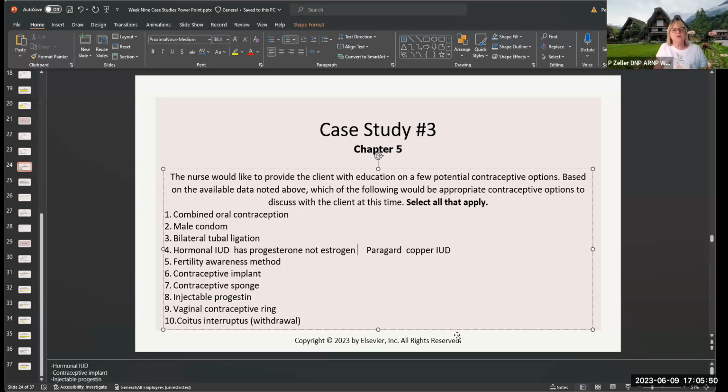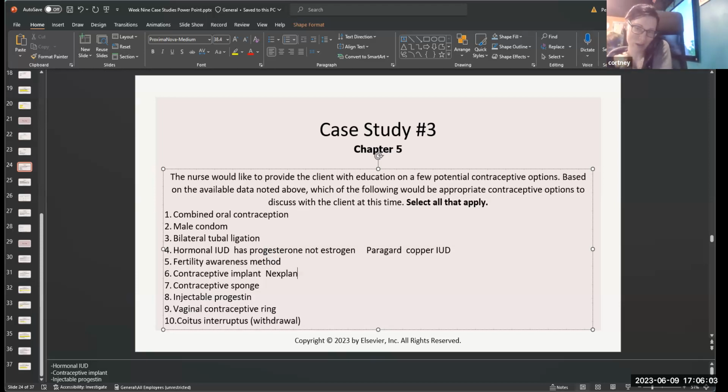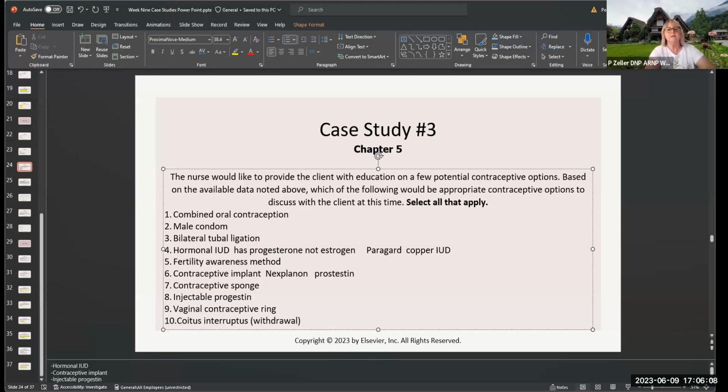Fertility awareness method is not super reliable unless she's very disciplined. Okay. Contraceptive implant. That's the next one on the list, and it's progestin only. Progestin. So we could do that. We could recommend that. Okay.